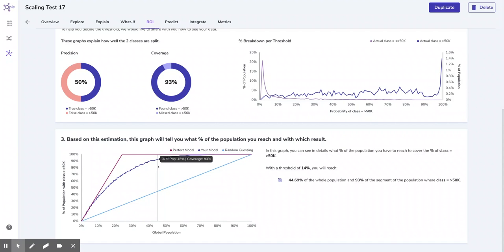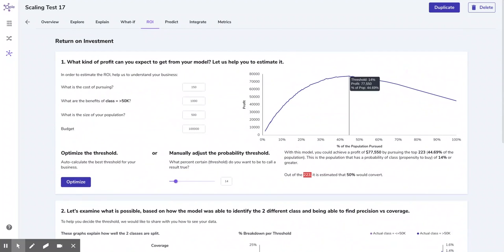And you're sparing your salespeople from going after more than half of your leads that they would have unnecessarily spent their time on. I know there's a lot of information on this page, but hopefully the more you play with it, the more you'll see how powerful it is to help you actually make business decisions that are valuable once you have a model that has been built.